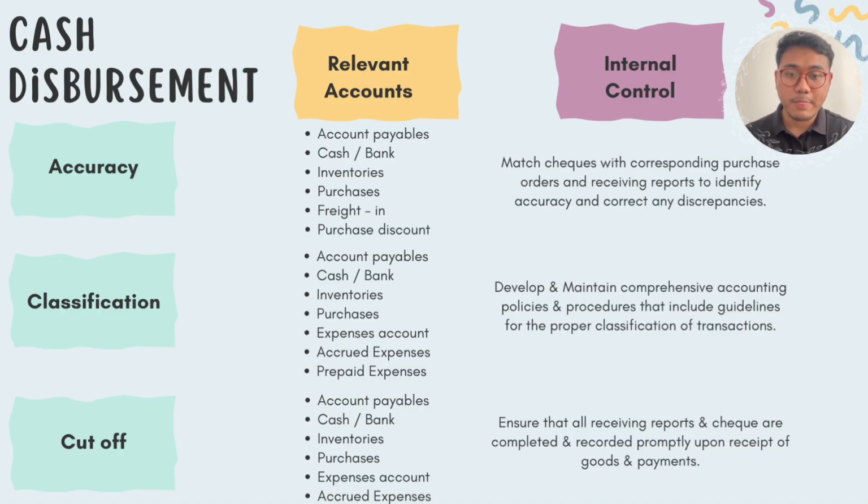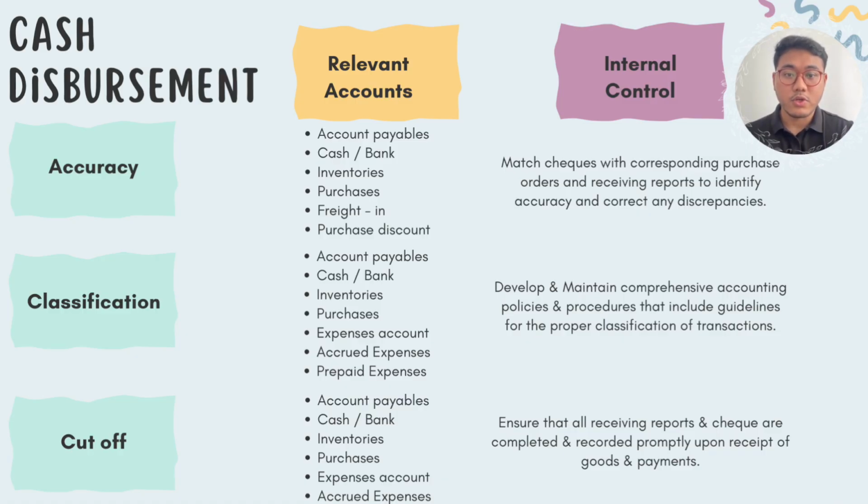Next is classification. We move to classification, which refers to correctly categorizing each disbursement into the appropriate financial account. The relevant accounts for classification include accounts payable, cash or bank, inventory, purchase expenses, accrued and prepaid expenses. Proper classification ensures transparency and accuracy in financial reporting. Therefore, it's essential to develop and maintain comprehensive accounting policies and procedures. This should include clear guidelines for the proper classification of each transaction, helping to reduce errors and improve consistency.